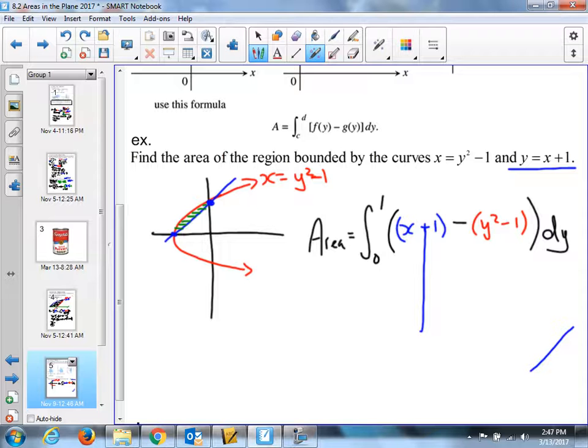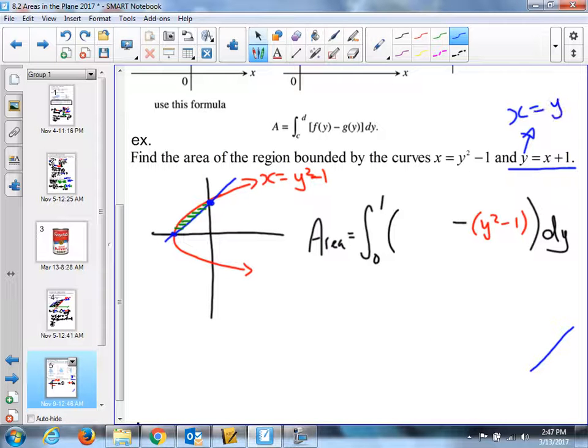Surprised you guys didn't catch that. I'm not surprised that I made the mistake. I'm surprised you guys, I thought you were better than me. Solve this for x. My mistake. y minus 1, right?